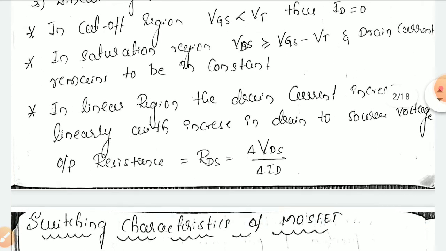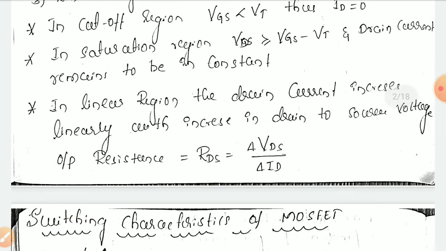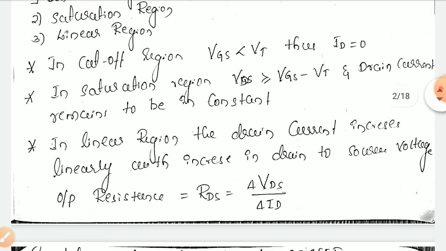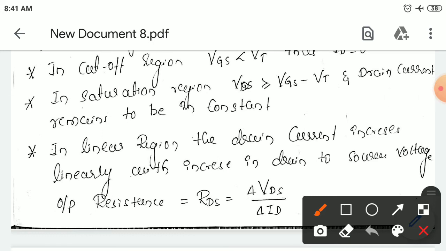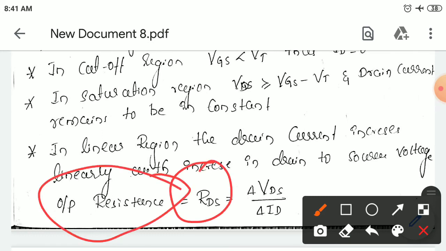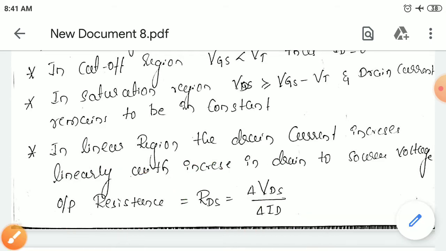Then the output resistance of the circuit is calculated as RDS, the drain source resistance, or output resistance. Why is it called output resistance? Because we are calculating the resistance across the output side. So it is called RDS. It is delta VDS divided by delta ID; you can just apply the formula V equals IR.